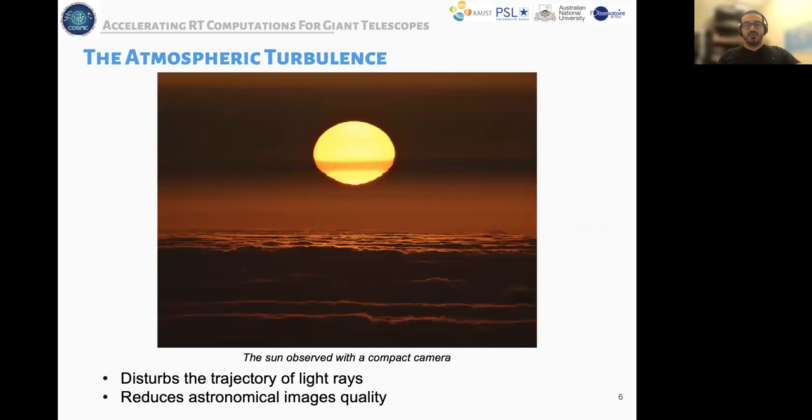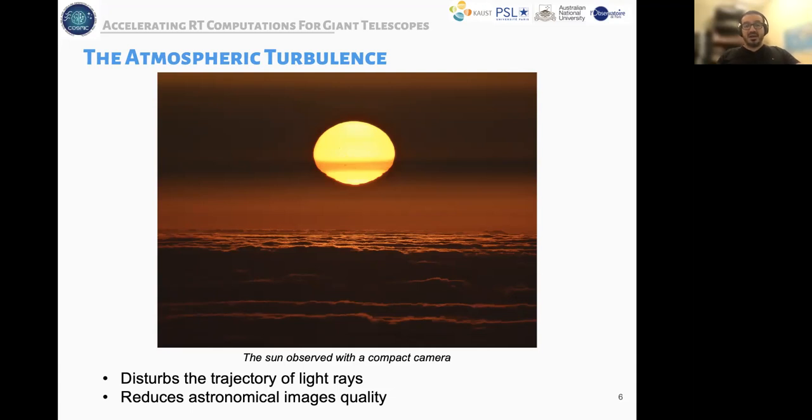The common denominator for all of those instruments and ground-based telescopes is atmospheric turbulence. The picture that you see here is taken with a compact camera, and you can see how the sun is blurred around its contour. The atmospheric turbulence disturbs the trajectory of light rays and reduces, as you can see, the astronomical image quality. So this is a big challenge for astronomers.